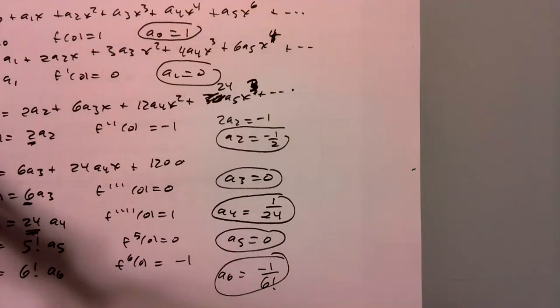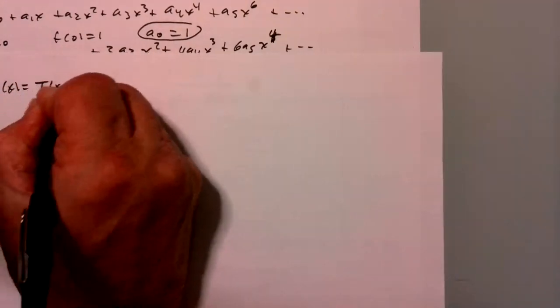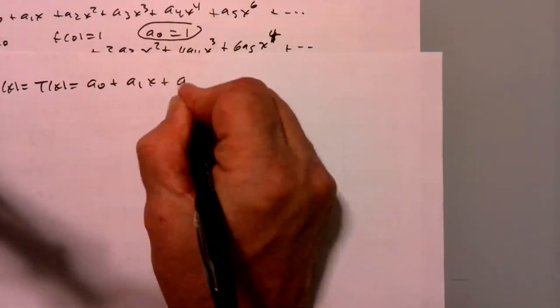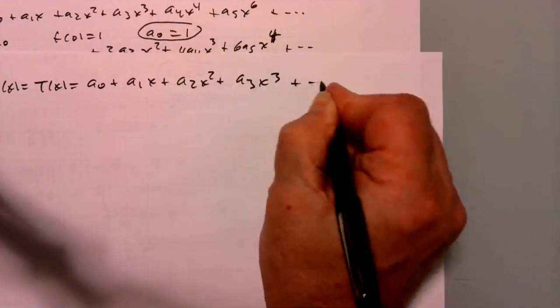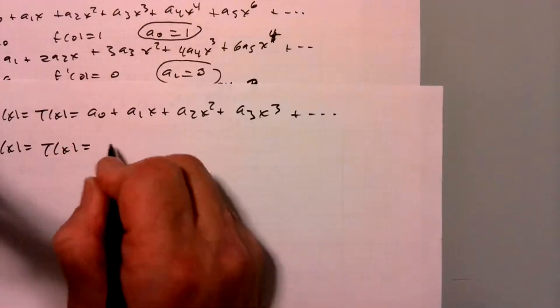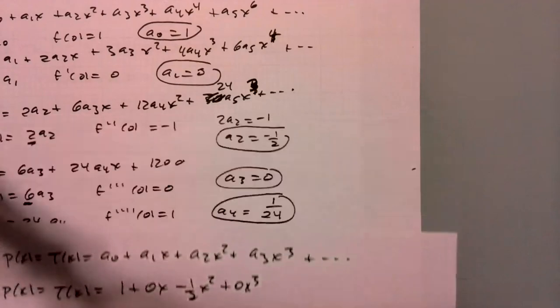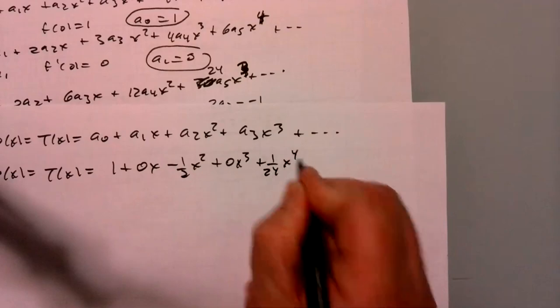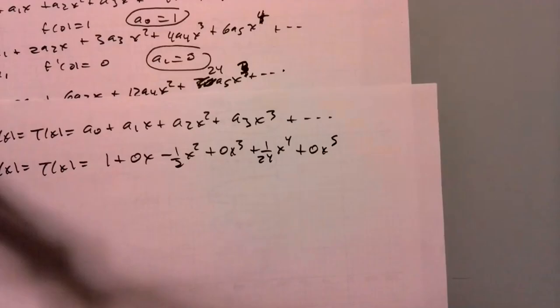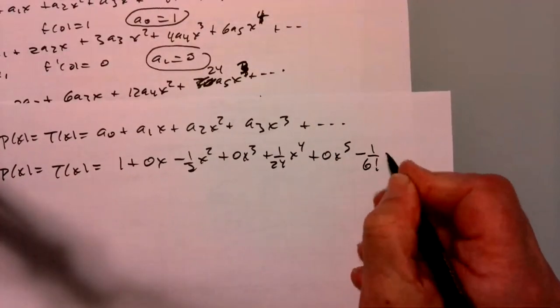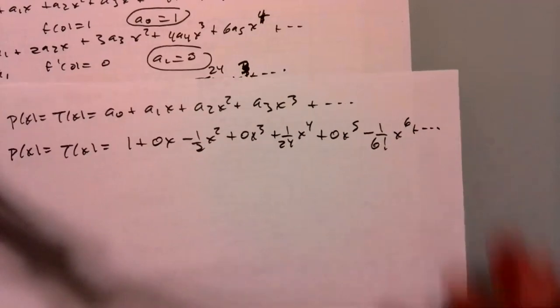So remember what it was. Our polynomial that's going to define this, our P of x, which is the same as the Taylor series of x, is a0 plus a1x plus a2x squared plus a3x cubed plus dot, dot, dot. Fine. So what do we have? P of x, which is the Taylor series of x: 1 plus 0x minus 1/2x squared plus 0x to the third plus 1/24x to the fourth plus 0x to the fifth minus 1 over 6 factorial x to the 6th, plus dot, dot, dot.